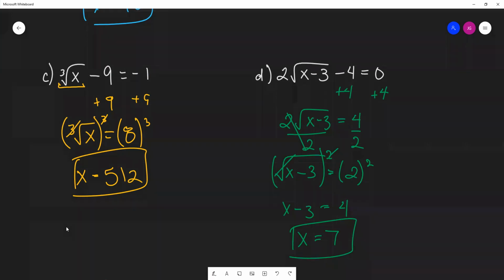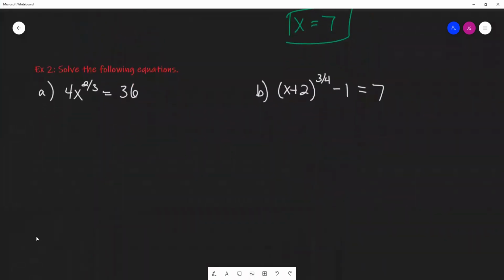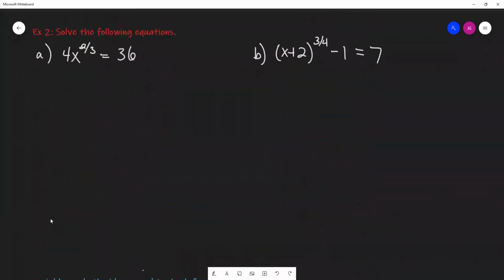All right, so now let's try some examples with the rational exponents. So first one is 4x to the 2/3 equals 36. It's kind of a similar idea. We want to get the expression with the exponent by itself. This 2/3 does not apply to the 4. So I want to get this alone. I need to divide both sides by 4 first. I get x to the 2/3 is equal to 9.